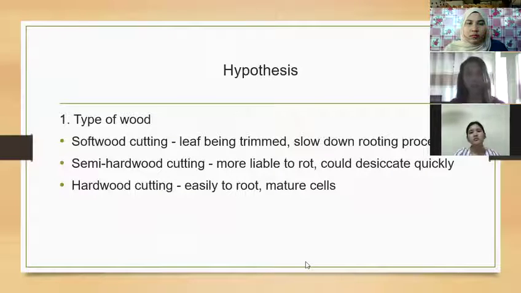Our hypotheses for this research are, first, that the type of wood cutting will influence the early growth of Hibiscus cultivars. Softwood cutting will have the slowest root formation because its leaves are trimmed, and the purpose of leaves is to create food through the photosynthesis process. Next, semi-hardwood cutting will have intermediate root formation, but it is more liable to rot and could desiccate quickly. Lastly, hardwood cutting is the easiest to root because its cells are mature.